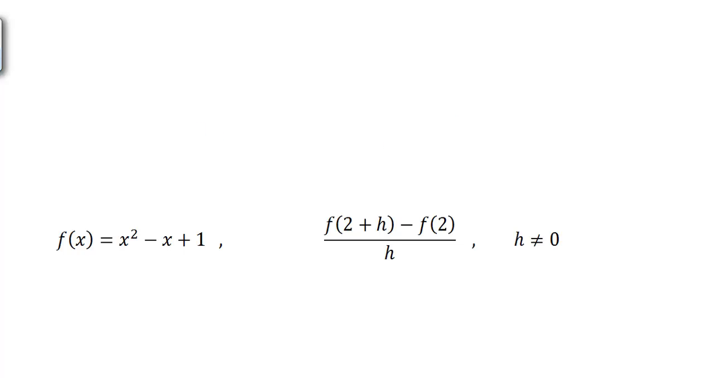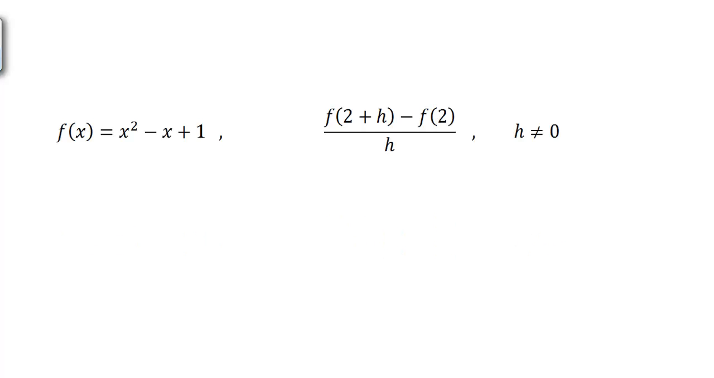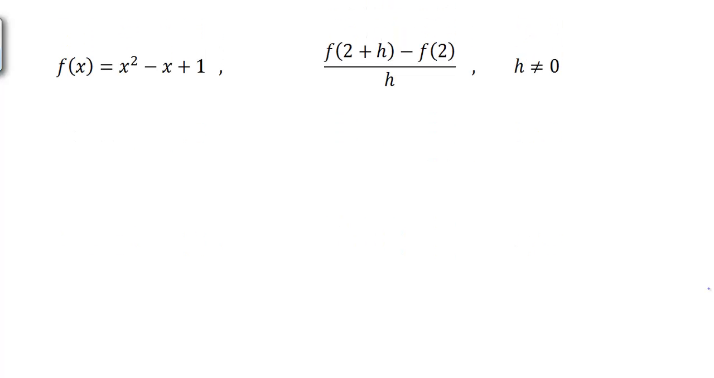All right, we have one more example here looking at using this difference quotient. And this one's a little bit different. We have a function, f of x equals x squared minus x plus 1. But now, instead of f of x plus h minus f of x, we have f of 2 plus h minus f of 2.